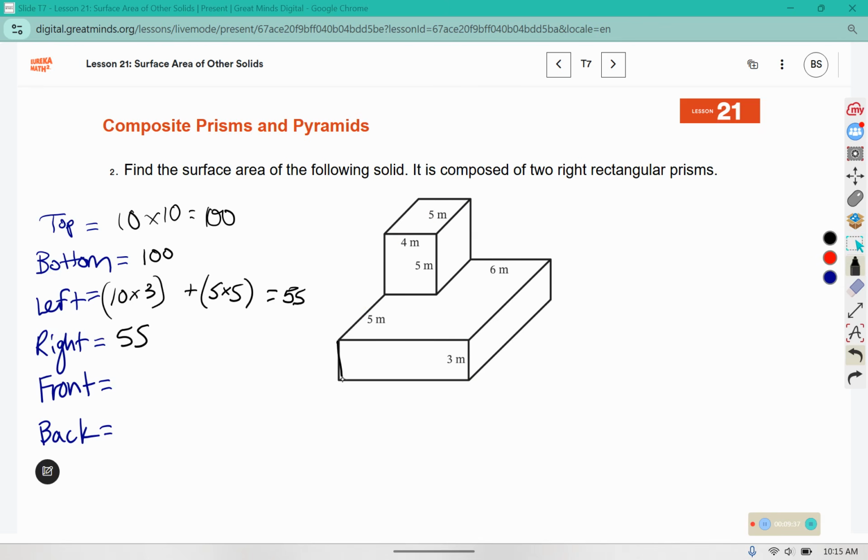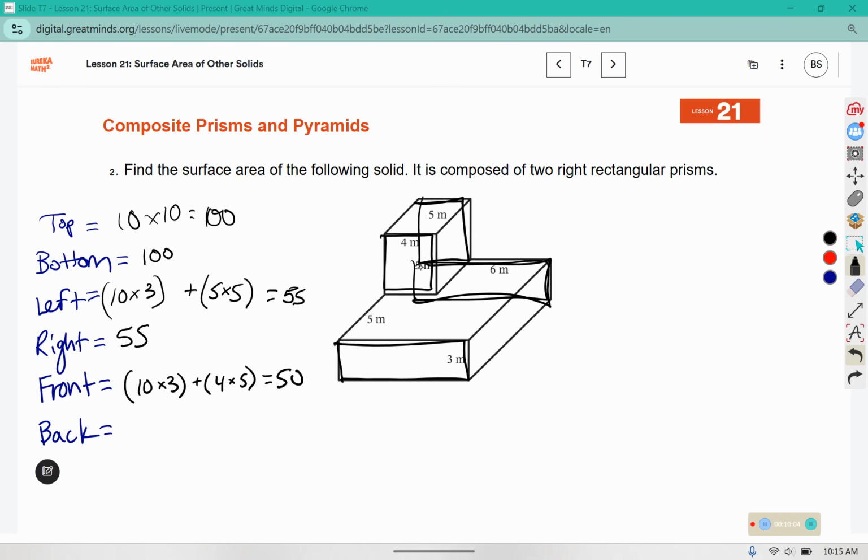From the front, we have a 3 by 10. And then we also have a 4 by 5. 10 times 3 is 30. 4 times 5 is 20. 30 plus 20 is 50. And then from the back, we have that same 4 by 5 rectangle, and then a same 3 by 10 rectangle.